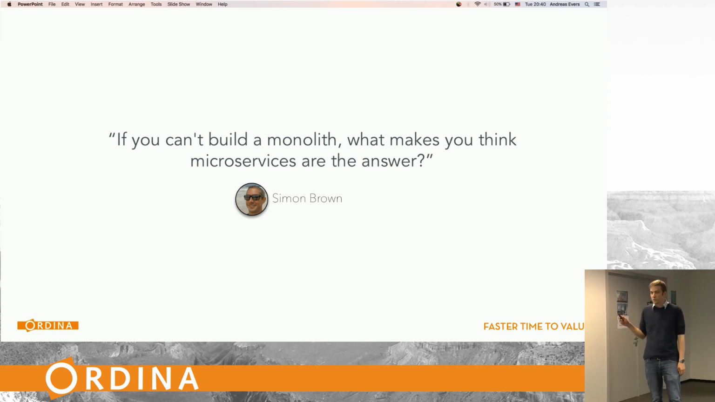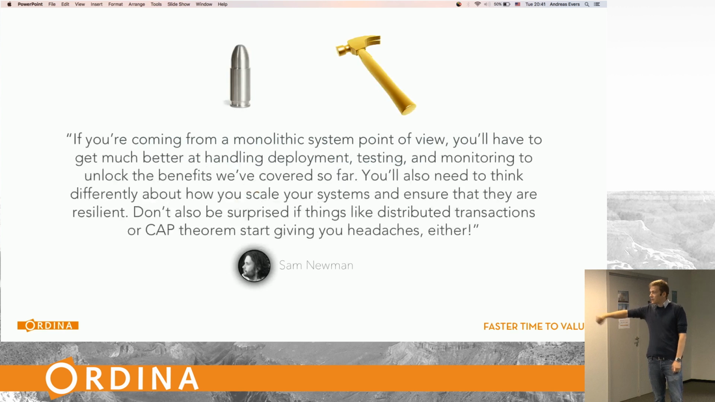And to end our presentation, Sam Newman. Sam Newman talks about building microservices in his book, and he's the de facto standard if we talk about microservices architects. He's the guy. So he says, if you're coming from a monolithic system point of view, you'll have to get much, much better at handling deployment, testing, and monitoring. So these operational complexities go up to unlock the benefits you've covered so far: speed to market and lowering complexity of your code base.